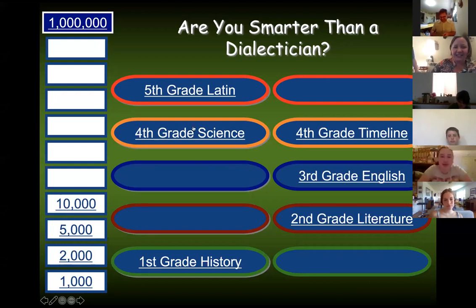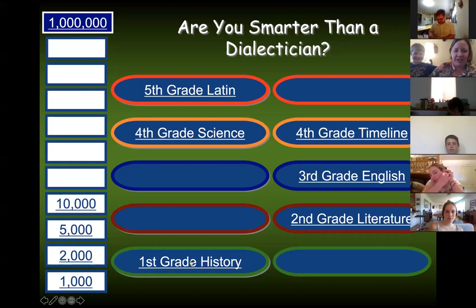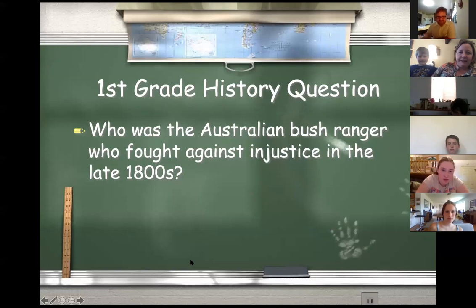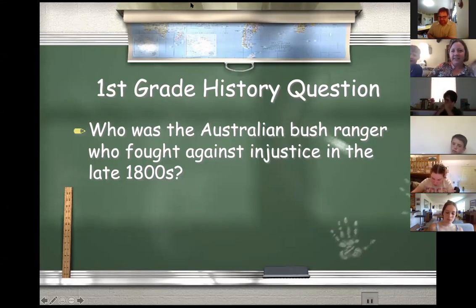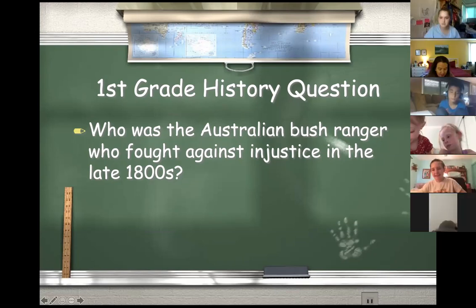All right, let's go, Miss Kati, with first grade history. Ooh, she is kind of a history buff. Who was the Australian bushranger who fought against injustice in the late 1800s? Ooh, I don't know this one. There's not even multiple choice on this one. Okay, then I am going to go with a save.